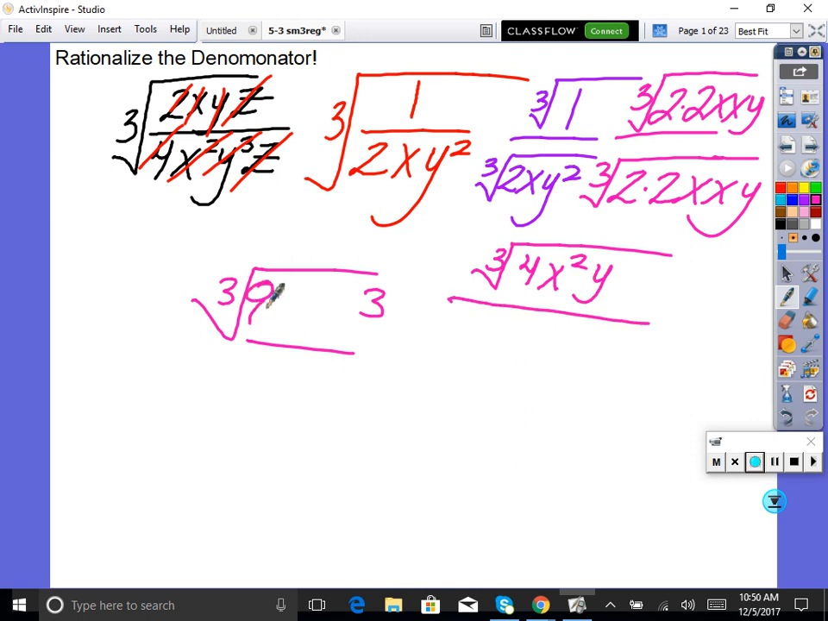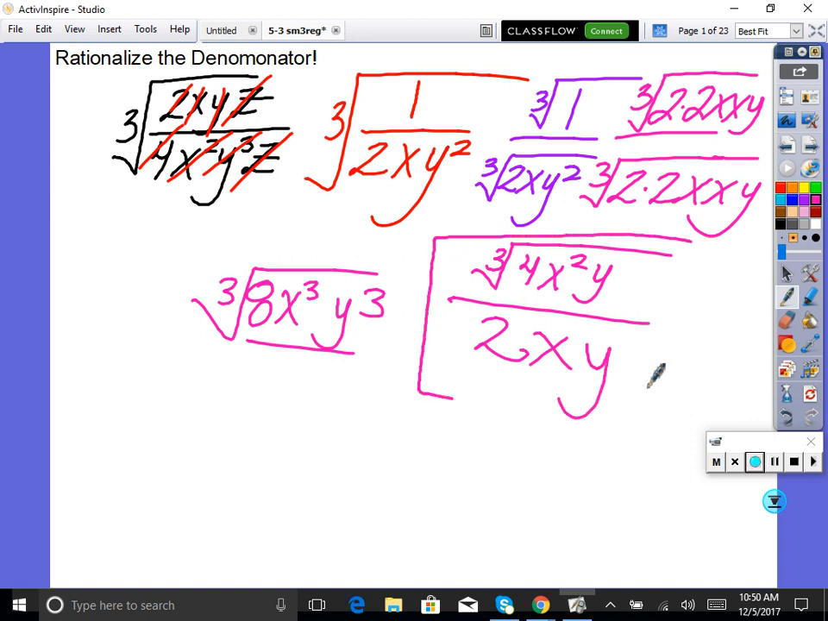cube root of 8, don't we? 2 times 2 times 2, everybody. And then we have an x times x, which is x cubed. And then now we have a y squared times y, which is y cubed. What's the cube root of 8? Cube root of x cubed. Cube root of y cubed. So this is our final answer.